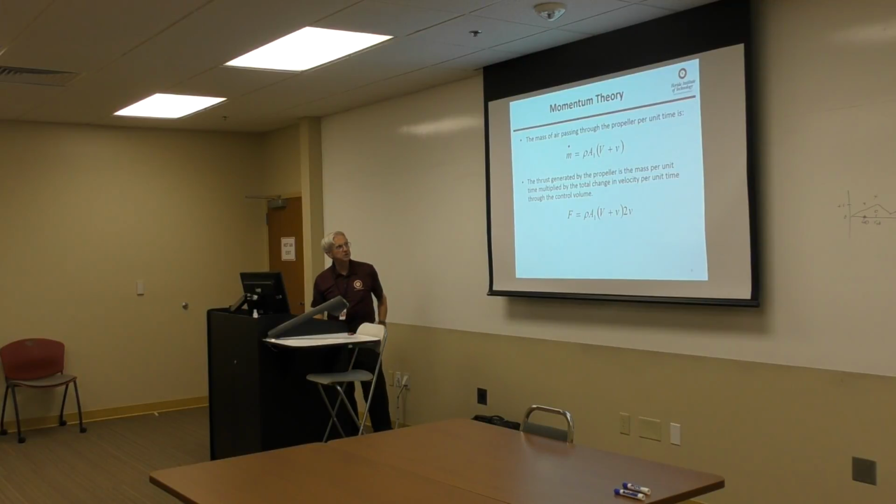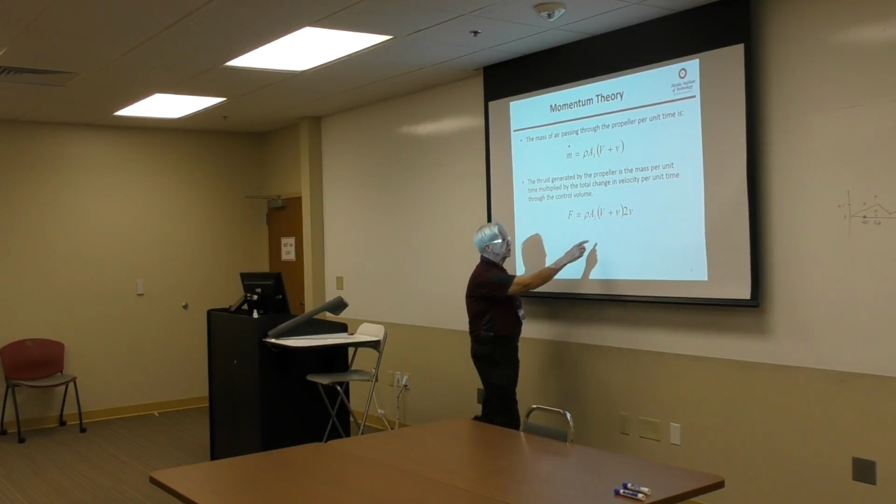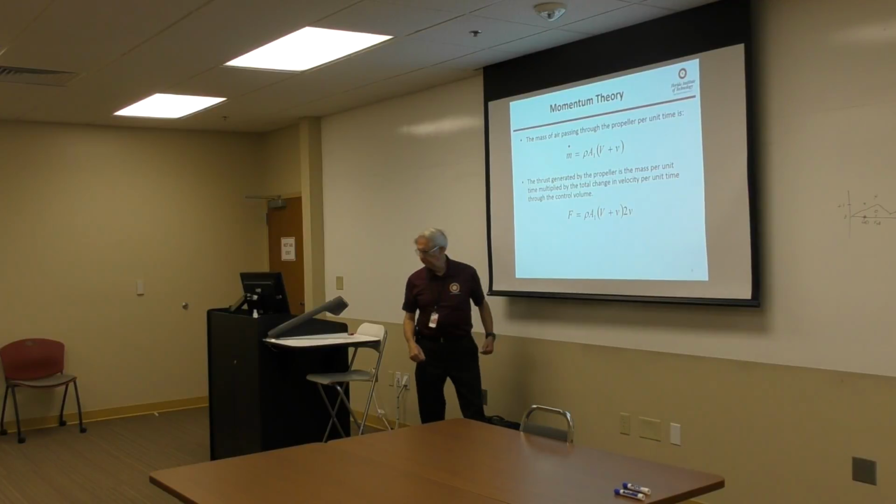The mass of air passing through that control volume per unit time looks like this, where mass is the density times the area of the propeller disc times the free stream velocity plus the velocity increase. And then we can write the thrust. We end up with the mass times the velocity, and that's the part in the equation, plus 2 times that velocity jump.